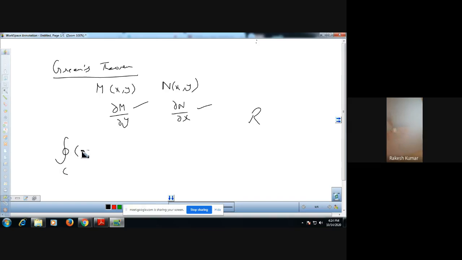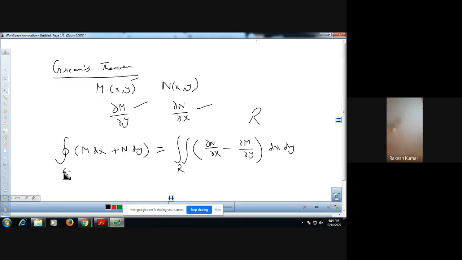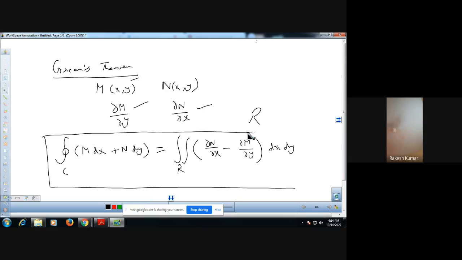Then the integral along C of M dx plus N dy is equal to the double integral over R of del N by del x minus del M by del y, into dx dy. So this is what we need to verify. This is a single integral on the left hand side and this is the double integral on the right hand side of the equal sign. So we must verify both sides are equal for the verification of Green's theorem.